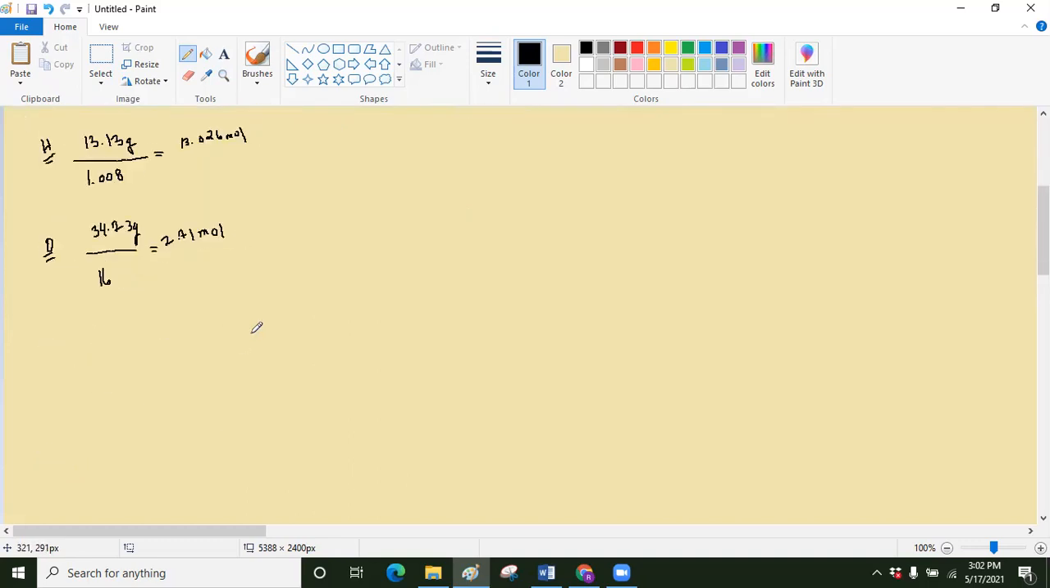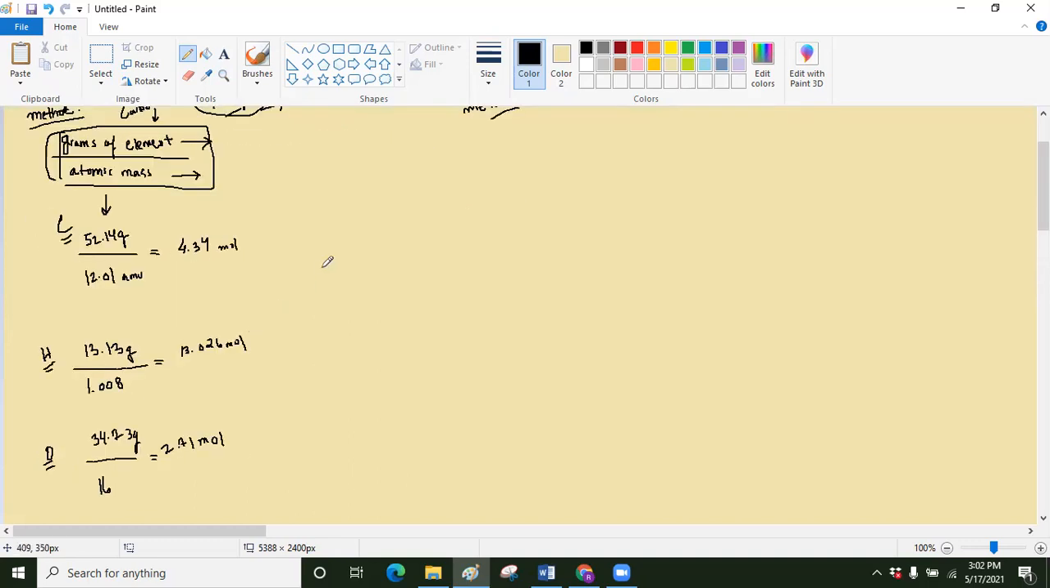And then, after you've done it for each element, you want to take these numbers: for carbon you had 4.34, for hydrogen you have 13.026, and for oxygen 2.71. You want to divide by the smallest amount of moles. The smallest amount of moles here is 2.71, so you divide each by 2.71 moles.